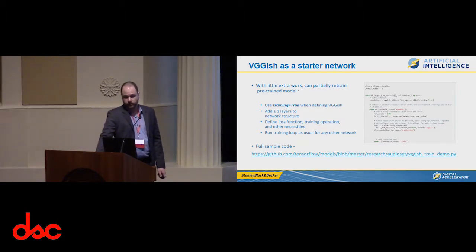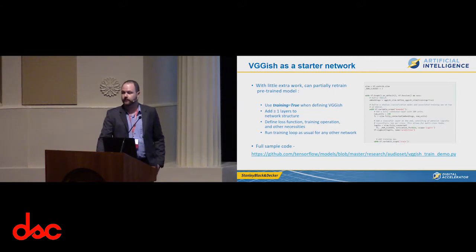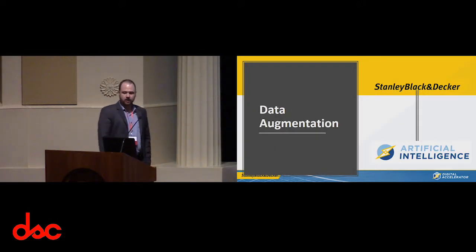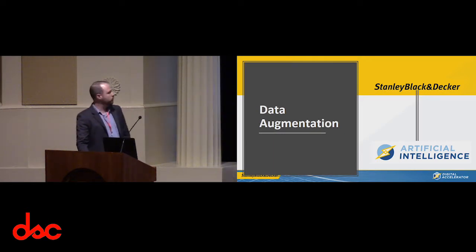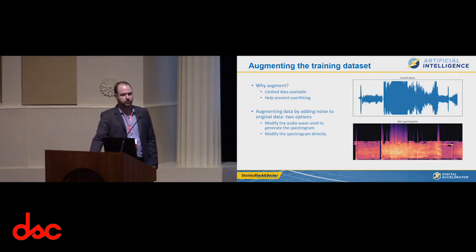The trade-off here, of course, is it's going to take much more time and require much more data in order to actually fine-tune this network. So speaking of data, let's look at data augmentation. So why would we augment our data? In general, we all have the problem of limited data. That is the fundamental problem in my mind of AI. There's not enough data to do it nicely and do it easily.